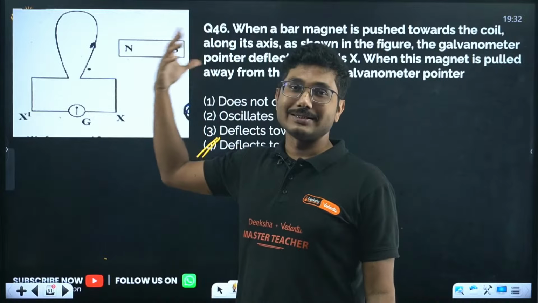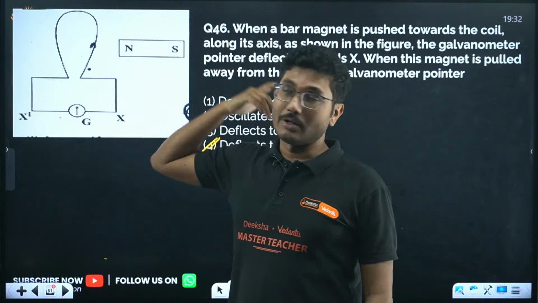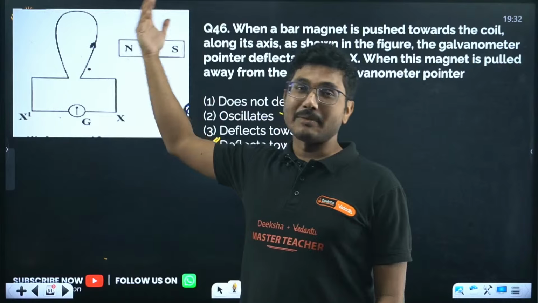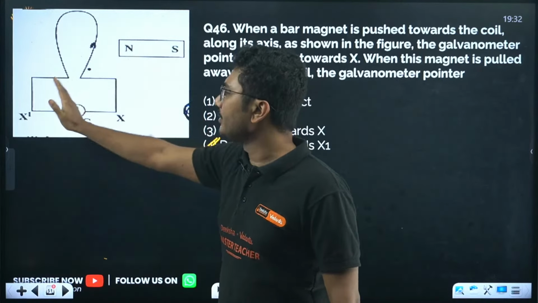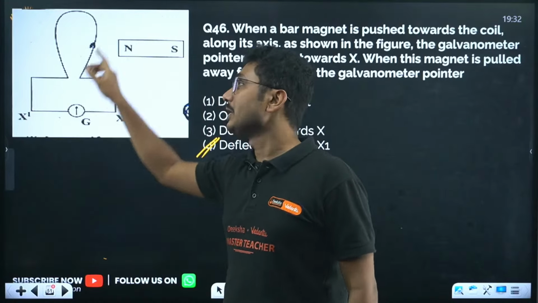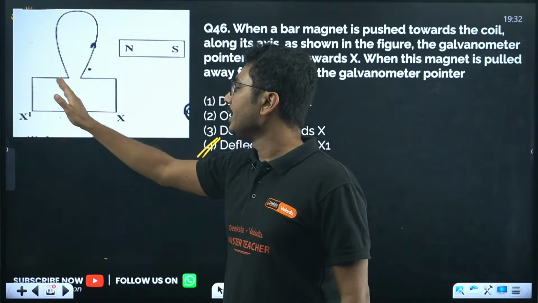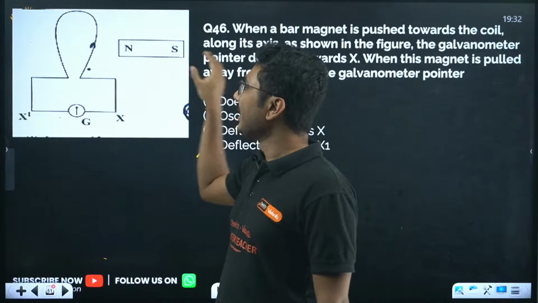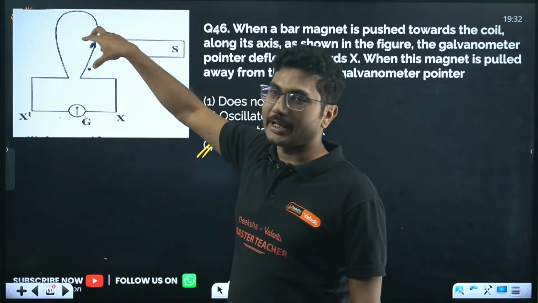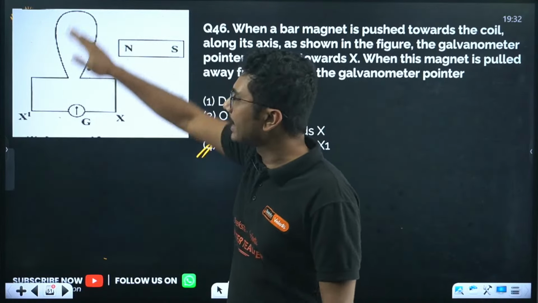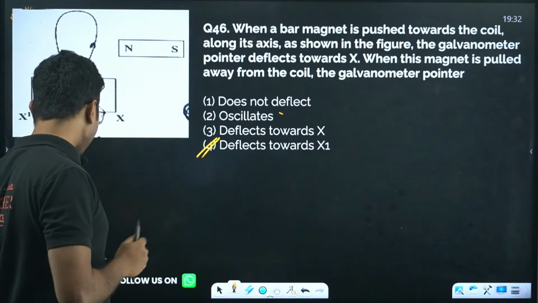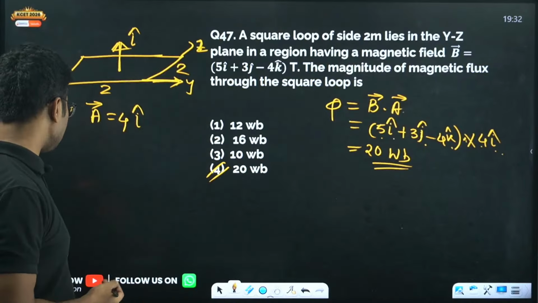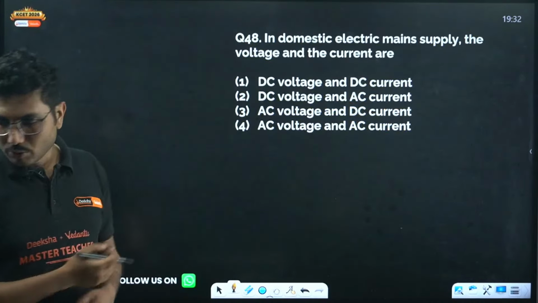So Lenz's law says that the induced EMF always opposes its cause. When the magnet is going in this side, if the galvanometer deflects in this direction, it means current is flowing in such a way. Now when you are pulling it in this side, the current has to go in the opposite direction, so the deflection will be opposite. Very simple. Do not overthink concepts which are not required. Okay.